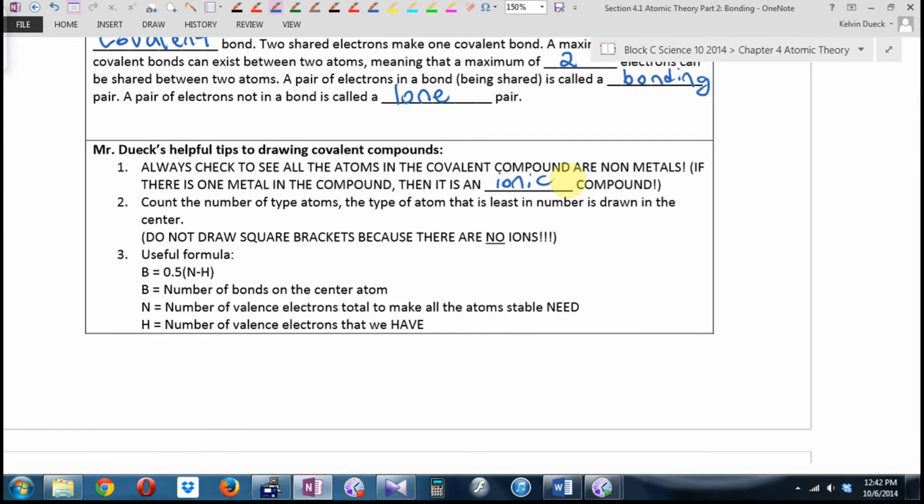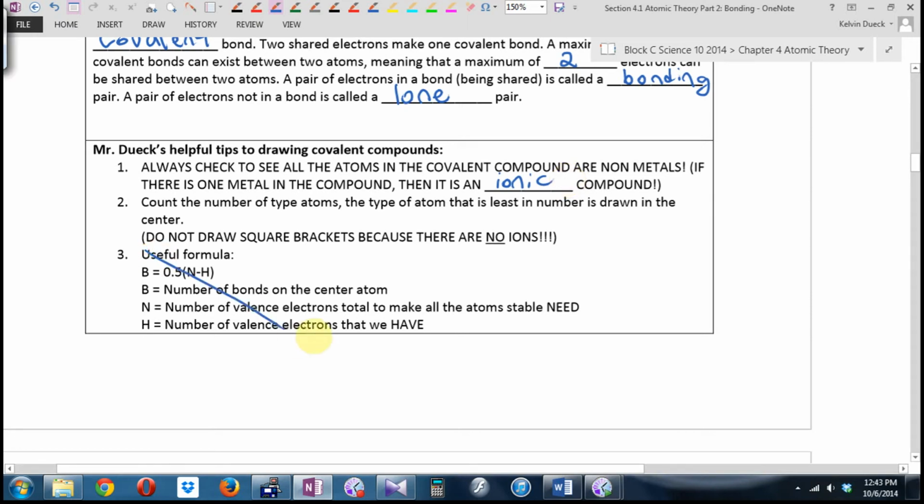Just like before, count the number of different types of atoms, and the one that's the fewest in number goes in the middle of your picture. Do you draw square brackets this time? No. They're not ions. And then when I taught this 2 years ago, I used this formula.